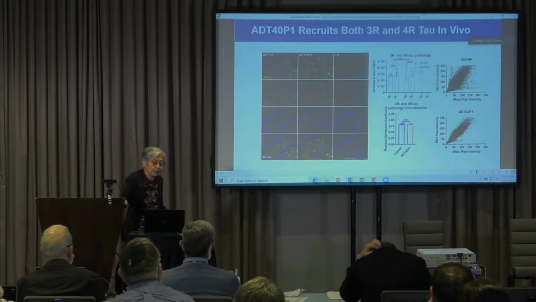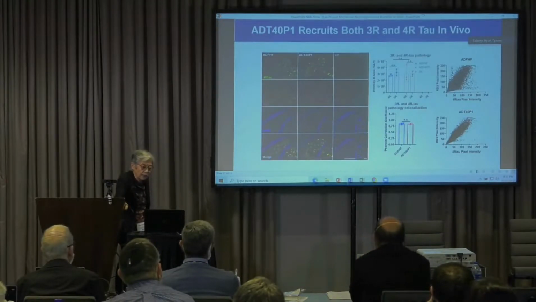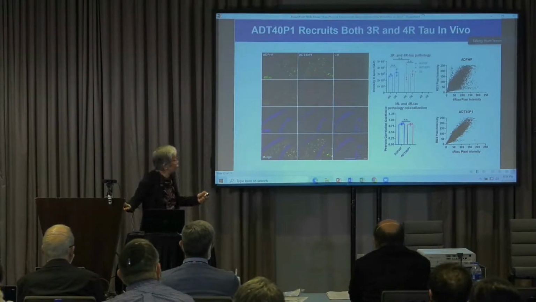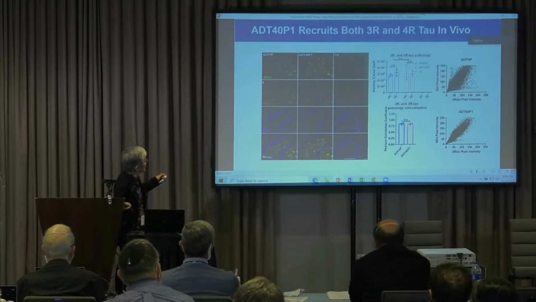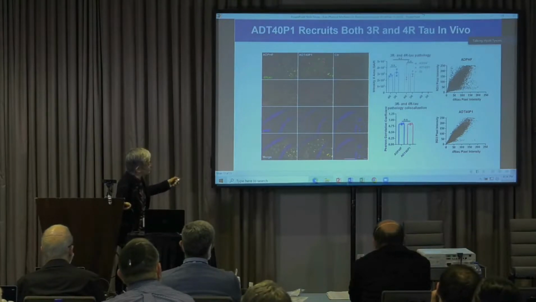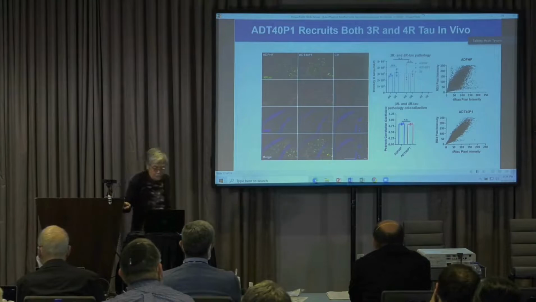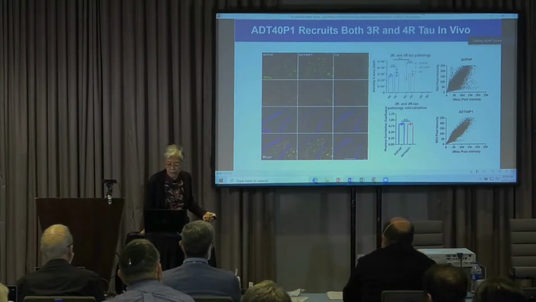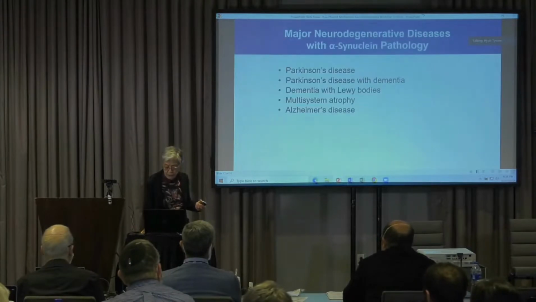And so finally, and this is the last slide I show for AD PHF, AD T40 P1 recruits both 3R and 4R tau in vivo, very much like the AD PHF. You can see here, for example, this is 4R tau, 3R tau, and AD T40 P1 can do the same thing as the AD PHFs themselves. And so that's really good. So basically, we can amplify some of the AD PHFs.